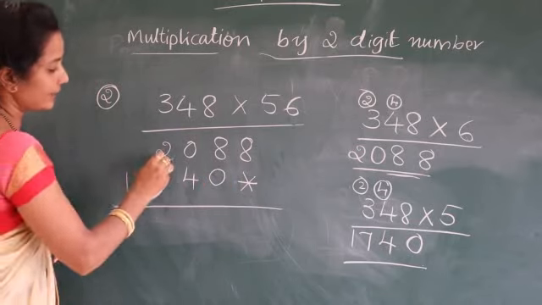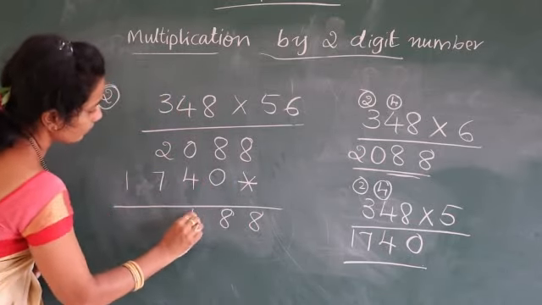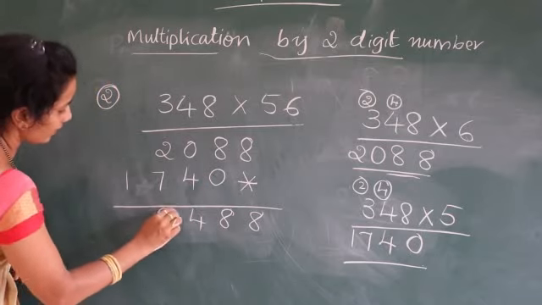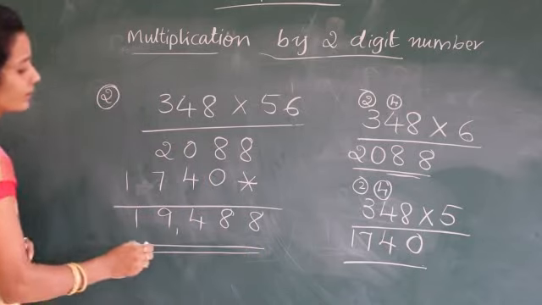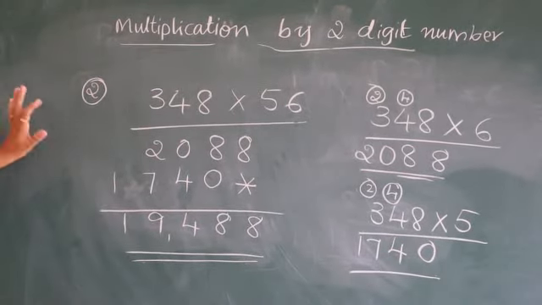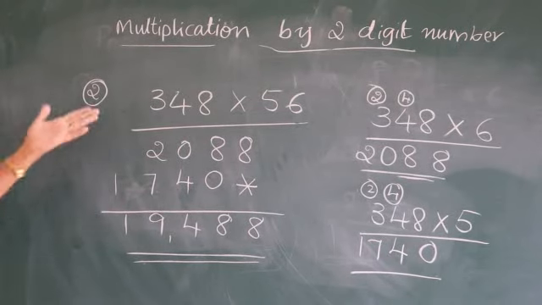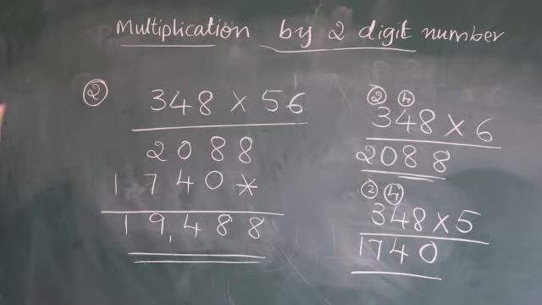Now you add these two terms: 8, 8, 4, 9, 1. So 19,488 is the product. The same method continues if it is 4 digits, 5 digits, 6 digits. So you can solve with the same method.